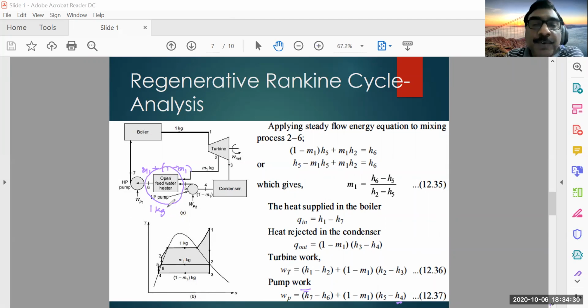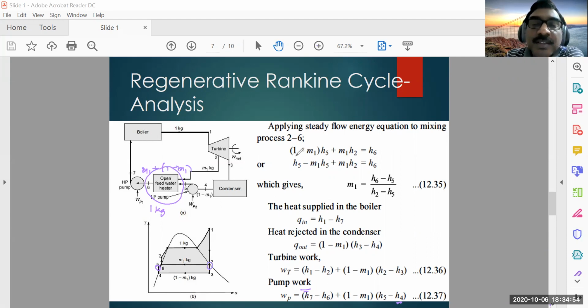So here, if you apply the steady flow energy equation for the mixing process in the feed water heater, what is the enthalpy here? This enthalpy is h5. This much enthalpy multiplied by this quantity, plus this much enthalpy multiplied by this quantity, is equal to this much enthalpy multiplied by this quantity.